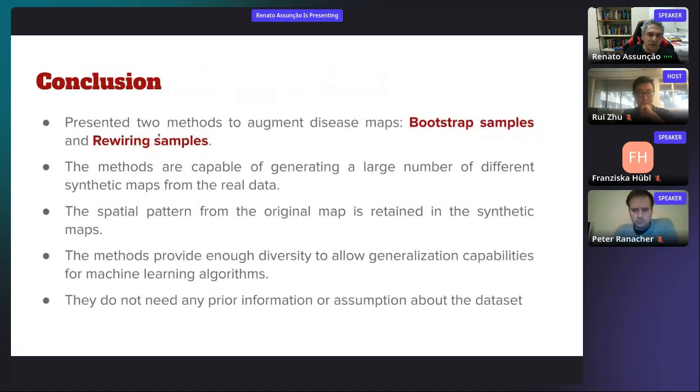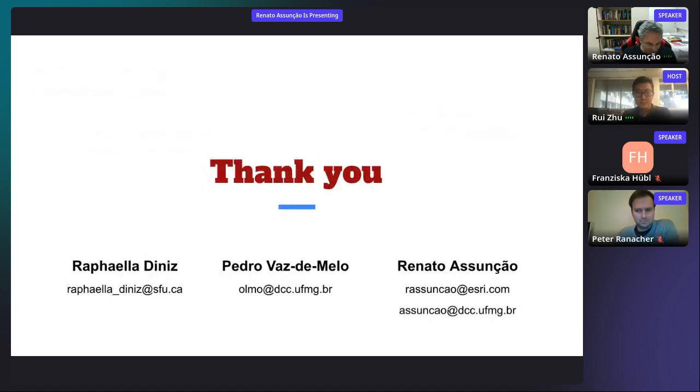So in conclusion, we presented two methods to augment disease maps, bootstrap samples and rewiring samples. The methods are capable of generating a large number of different synthetic maps from the real data. The spatial pattern from the original map is retained in the synthetic maps, and the methods provide enough diversity to allow generalization capabilities for machine learning algorithms. And they do not need any prior information or probabilistic assumption about the data set. With this, I thank you very much, and I will be open to answer your questions.